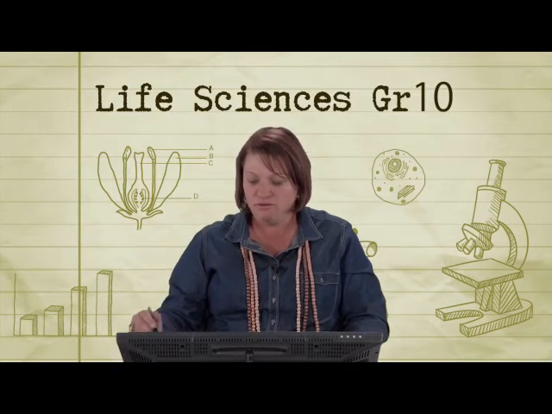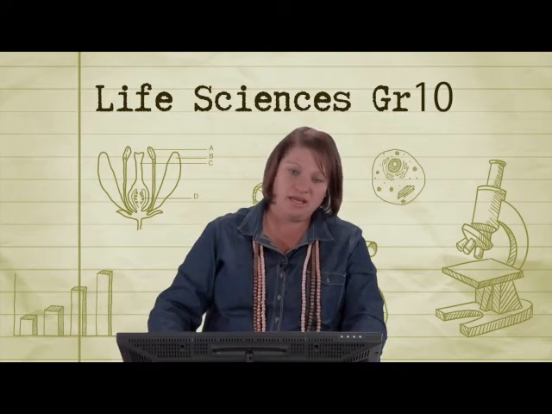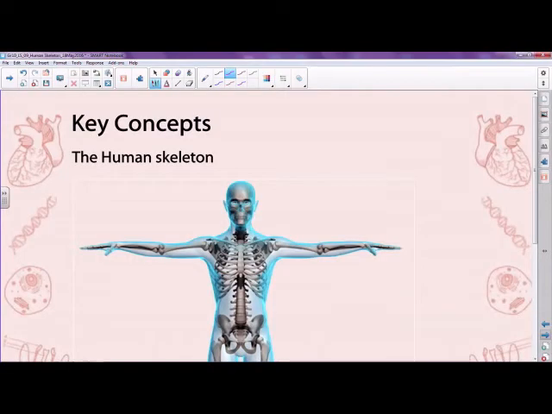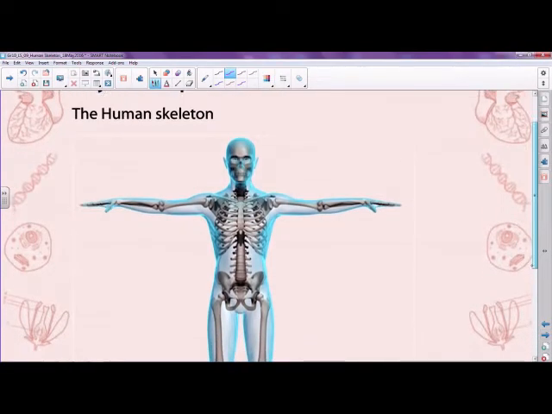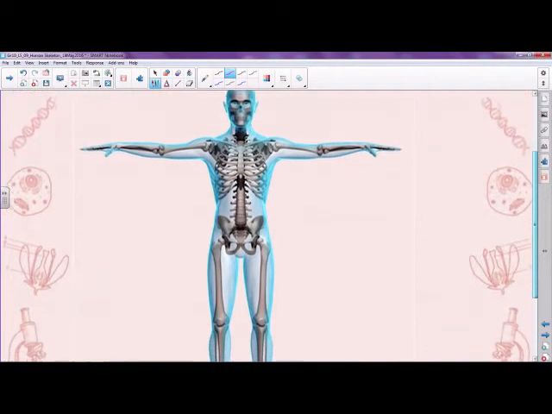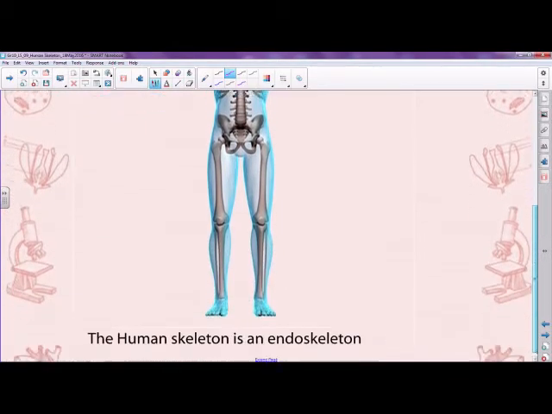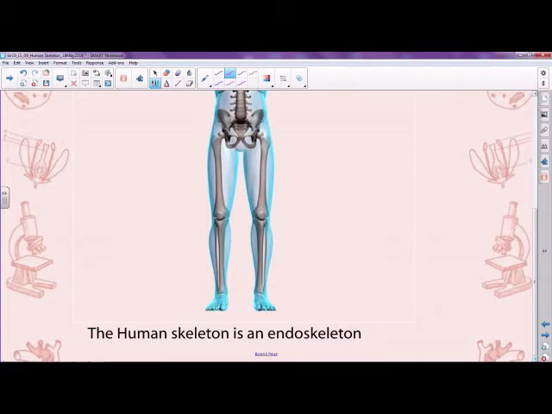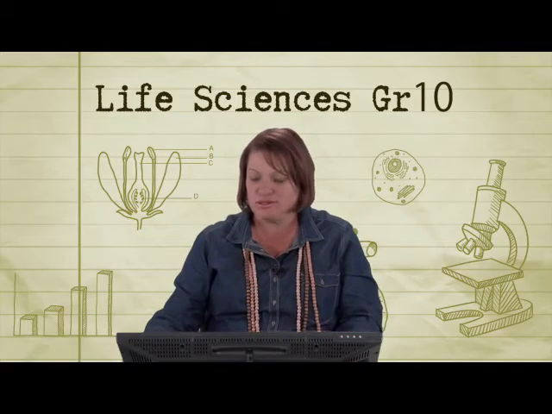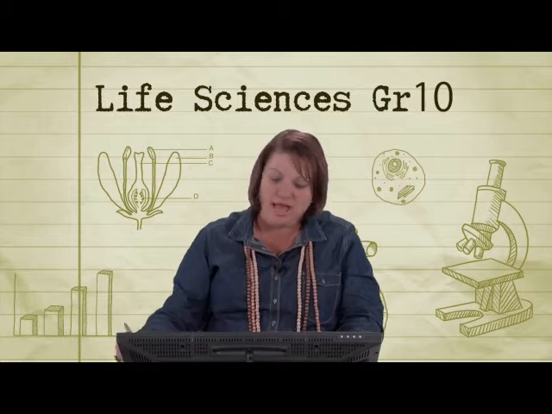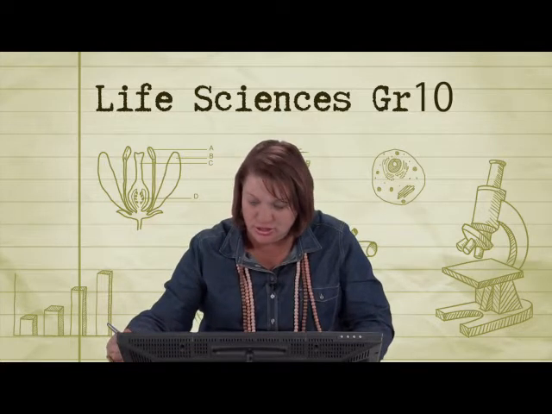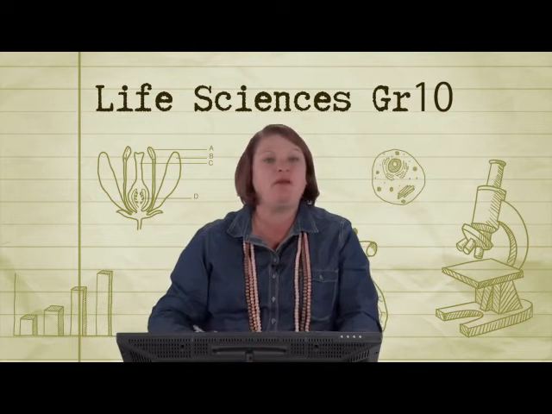Now, if we can have a look here, the human skeleton, this is us. If we were to look inside, this is what we look like. And because it's inside our body, we have an endoskeleton. So what you're going to do is learn all about the bones. You're simply going to label most of the bones in the skeleton.